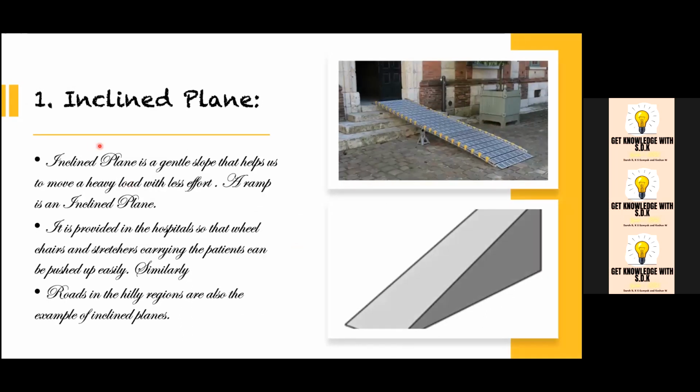The inclined plane. An inclined plane is a gentle slope that helps us to move a heavy load with less effort. A ramp is an inclined plane. It is provided in the hospitals so that wheelchairs and stretchers carrying the patients can be pushed up easily. Similarly, roads in the hilly regions are also examples of inclined planes. As you can see, an inclined plane is slanting.